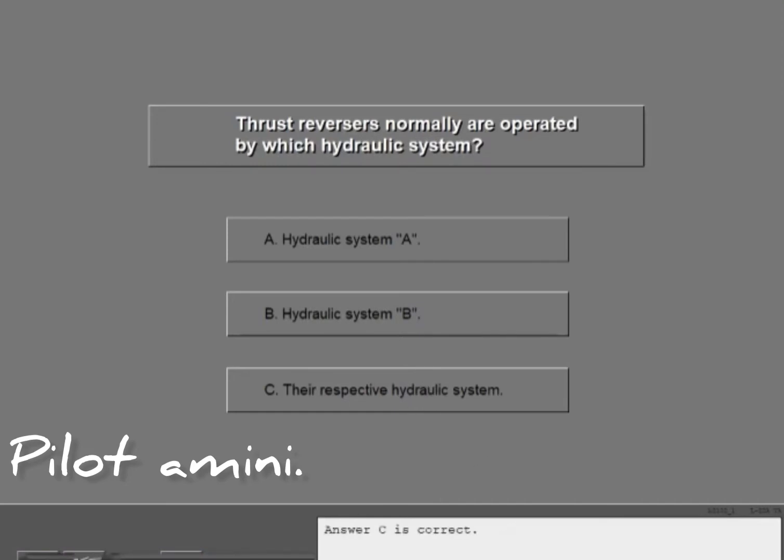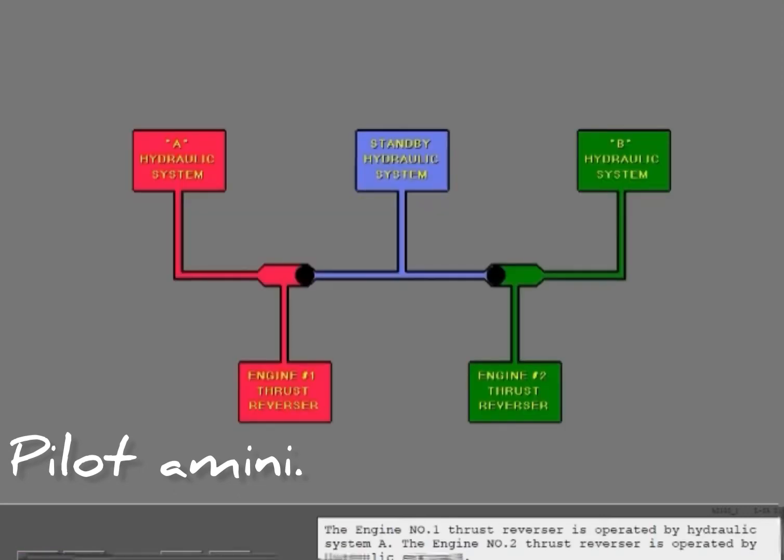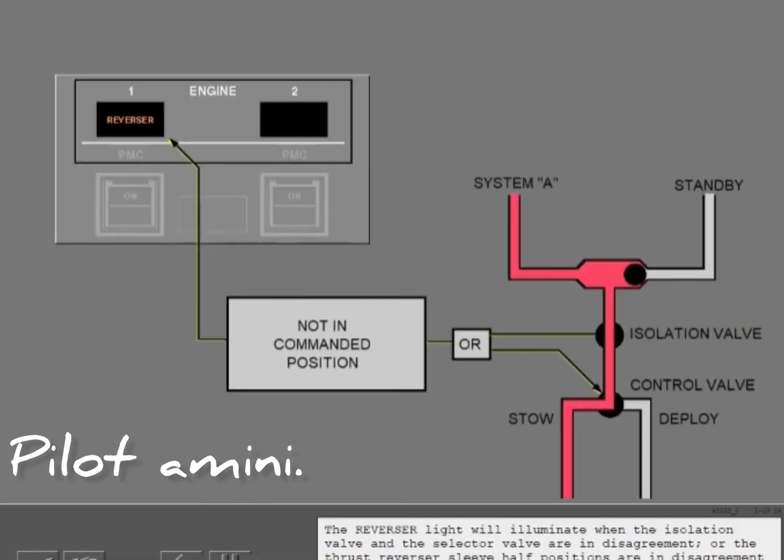Answer C is correct. The engine number 1 thrust reverser is operated by hydraulic system A. The engine number 2 thrust reverser is operated by hydraulic system B. The reverser light will illuminate when the isolation valve and the selector valve are in disagreement, or the thrust reverser sleeve half positions are in disagreement for more than 2 seconds, or the auto restow circuit has been activated.